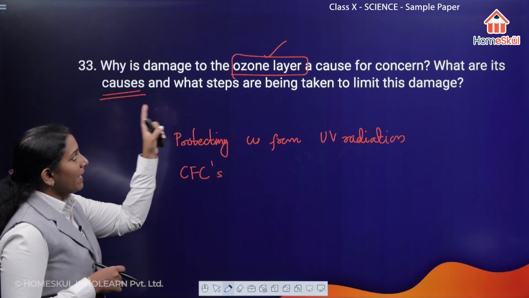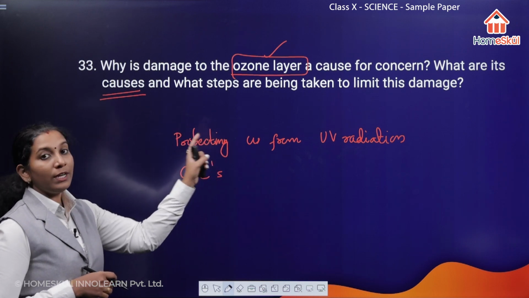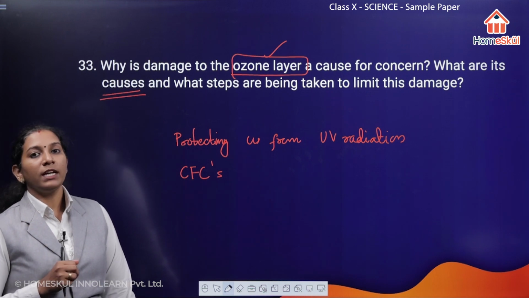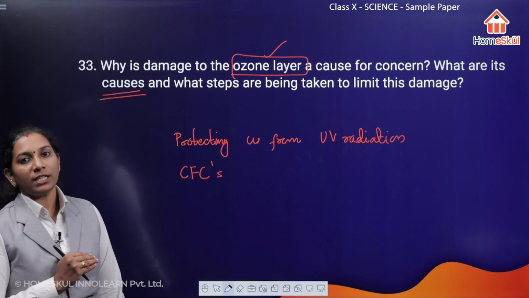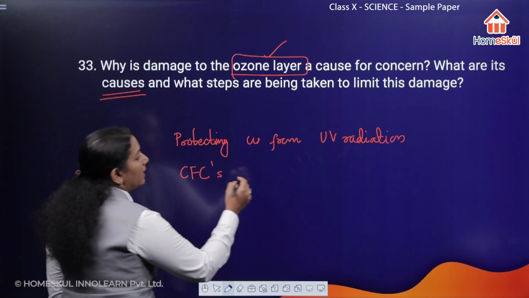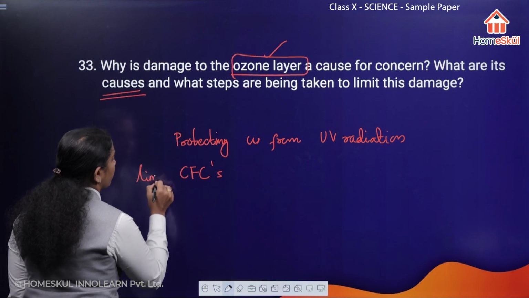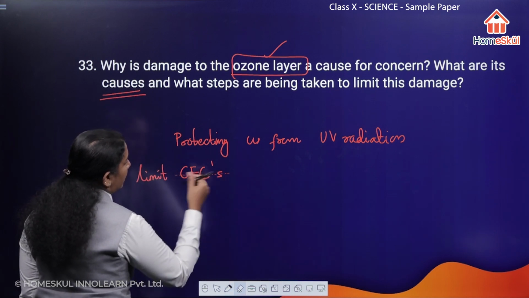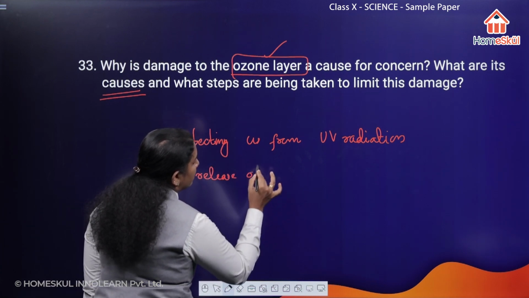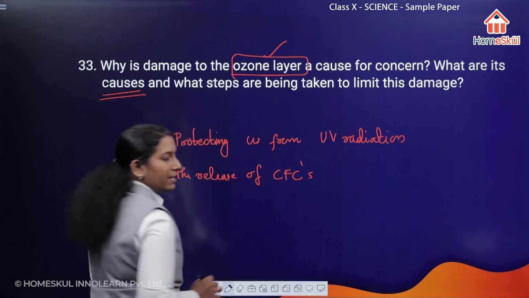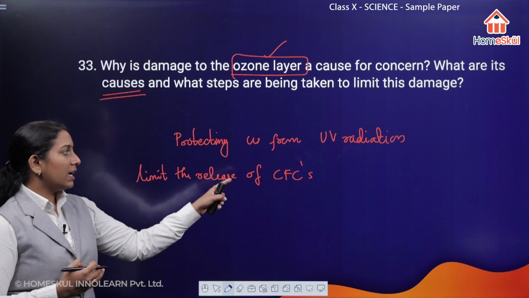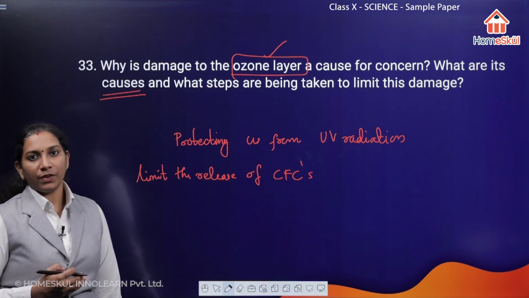Right, and what are the main steps that have to be taken to limit this damage? What are the steps? First step, the major step is what? That is limiting the release of these CFCs. Limit the release of CFCs. This is the main cause, this is the main concern. We have to limit the use and the release of these gases into the environment or the atmosphere, right.